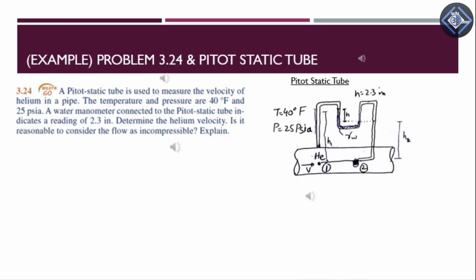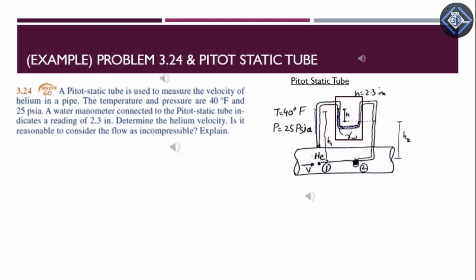So the figure that just appears now on your screen actually shows helium flowing in a pipe with a temperature of 40° Fahrenheit and an absolute pressure of 25 psi, whereas the velocity of the helium is unknown. The U-shaped manometer is connected to two tubes, which are actually the pitot static tube, and it tells the difference between the pressure of 2 points.